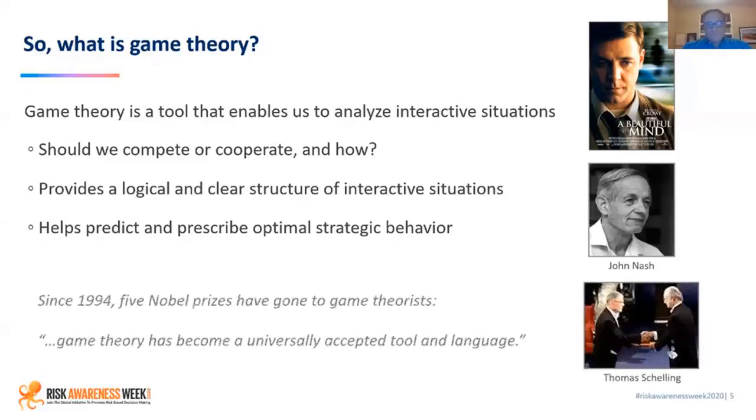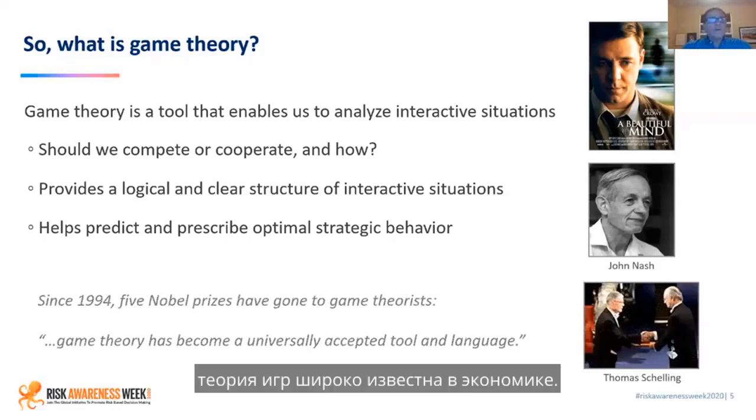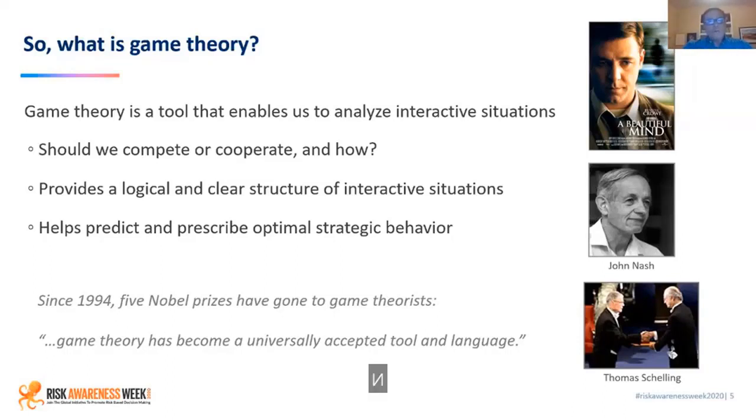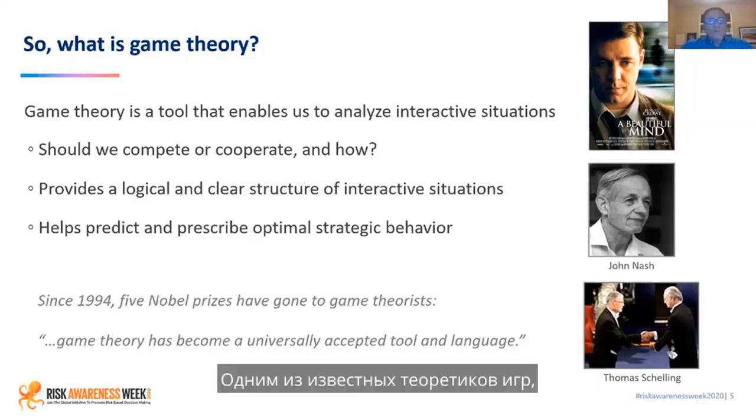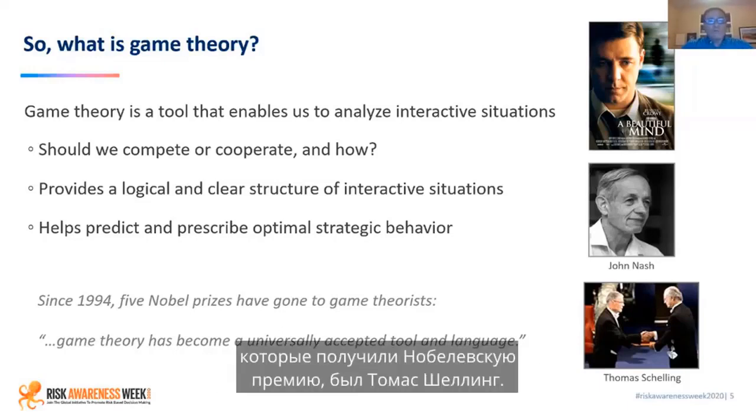Now, in economics, game theory has gotten a lot of notoriety. There have been 5 Nobel Prizes since 1994, when John Nash won the Nobel Prize, that have gone to game theorists. And one of the famous game theorists who won the Nobel Prize was Thomas Schelling.